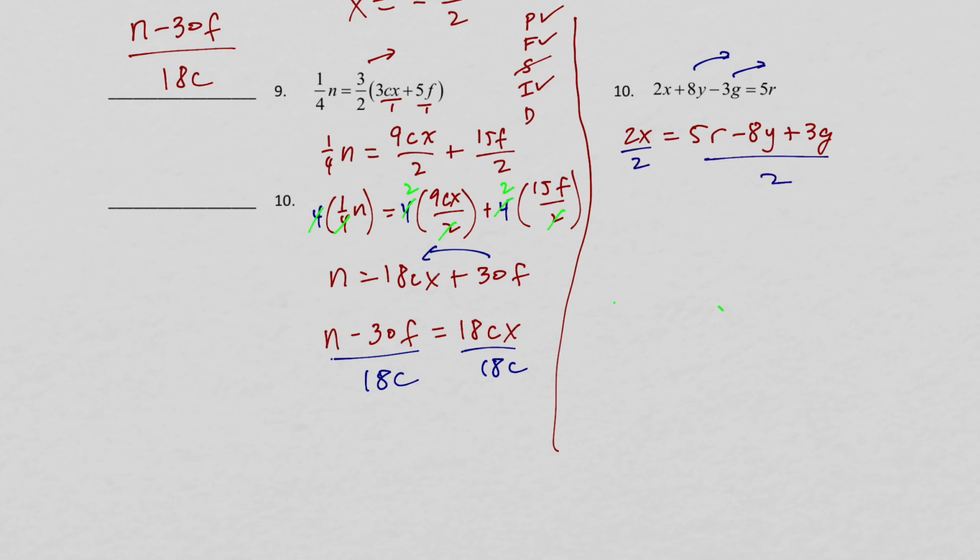So now I'm going to divide by 2, and I'll get 5r minus 8y plus 3g all over 2. And don't try to cancel here because we cannot also cancel here and here. You can't cancel anywhere. So this is simplified.